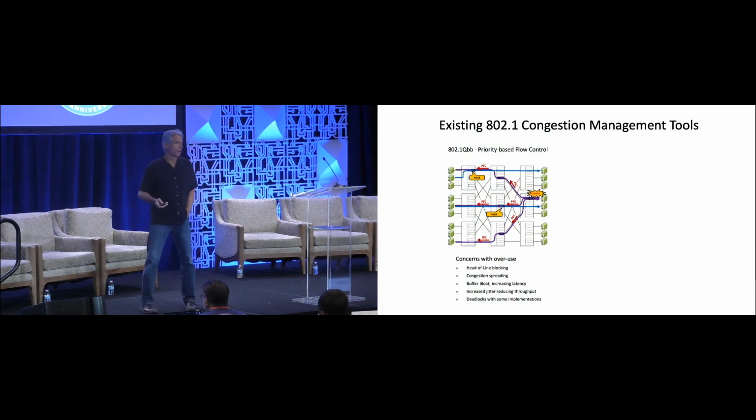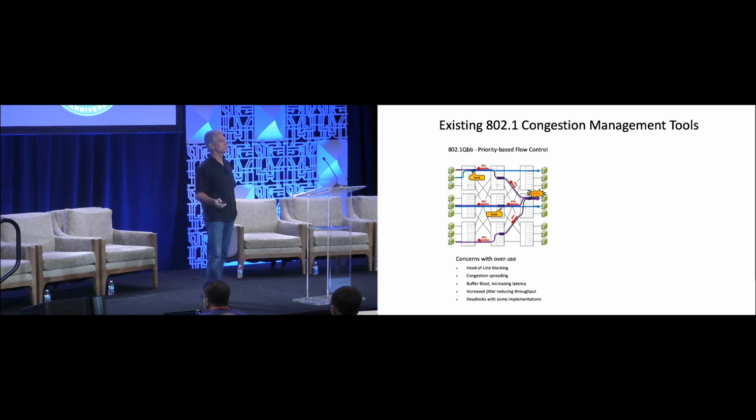So 802.1, which is where we do the standards for Ethernet switching, has a couple tools in their tool bag, and we talked already about priority-based flow control, and most operators that I'm aware of don't like it, don't use it. If you use it, perhaps you use it at the edges of the network only, or you're using it in a very small, isolated, high-performance cluster.